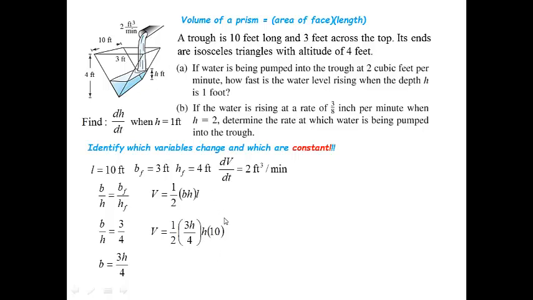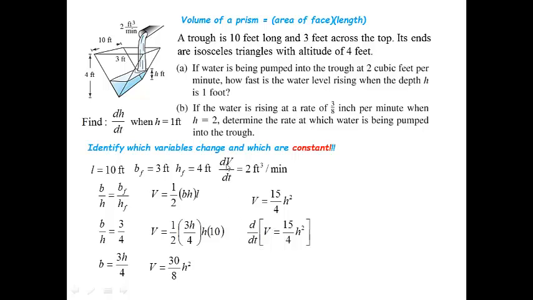But h changes, so I can't do that now. So simplifying this, I get 30 over 8 or 15 over 4 h squared. 30, 1 times 3 times 10 is 30, 2 times 4 is 8, reduce that by 2, and then we're going to now take the derivative. We've cleaned this all up.